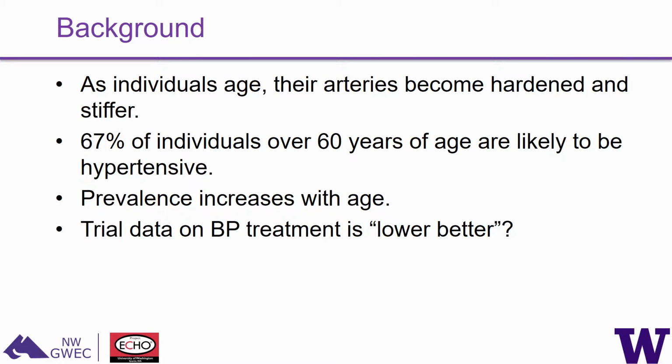So just a little bit of background is that hypertension is incredibly common and prevalent as a person gets older. And part of that has to do with just the natural aging process, as there are more calcium deposits and the arteries become hardened and stiffer as a person gets older. So by the time a person is over 60 years old, 67% of individuals are likely to be hypertensive. So the prevalence most definitely increases with increasing age.